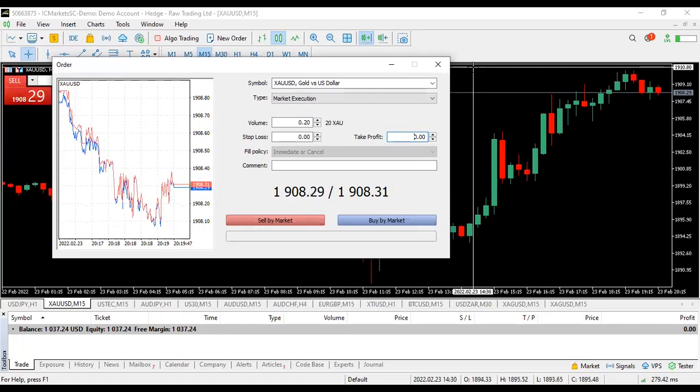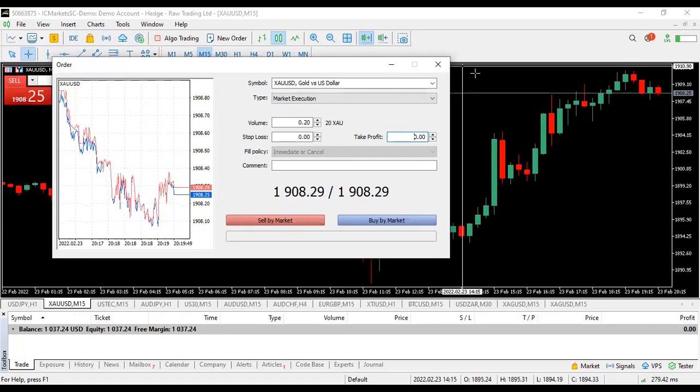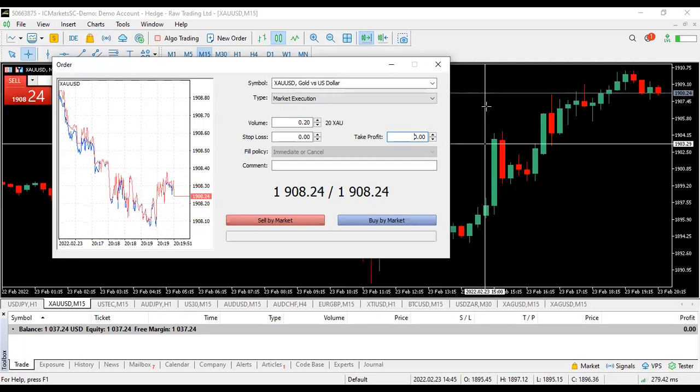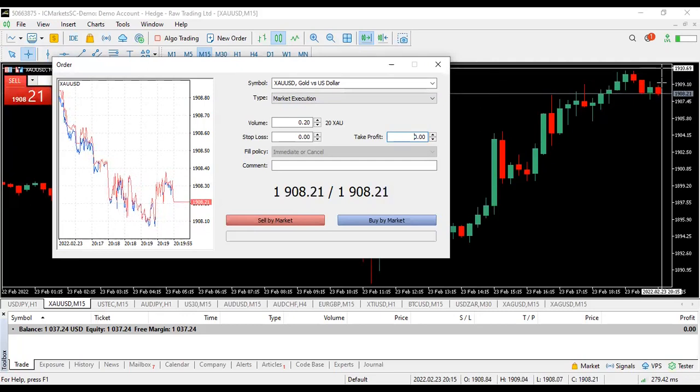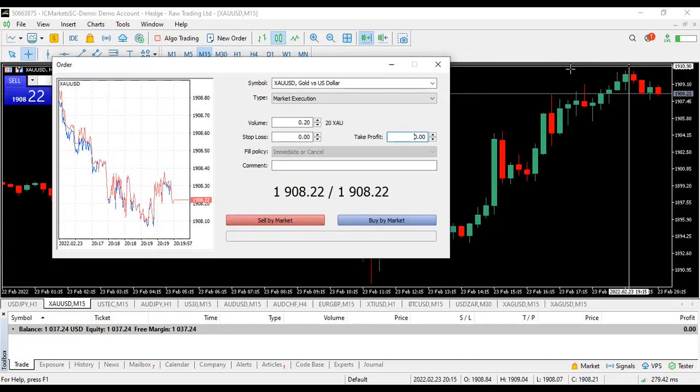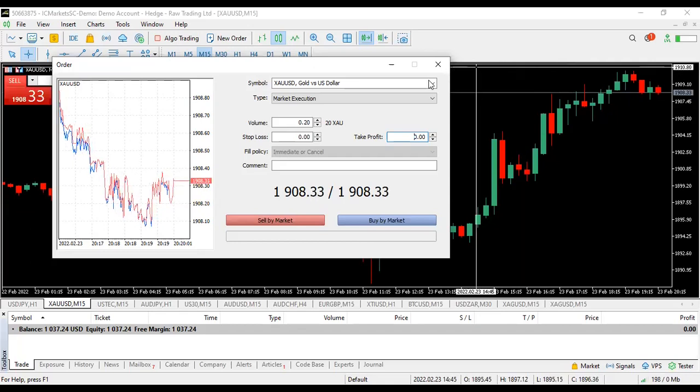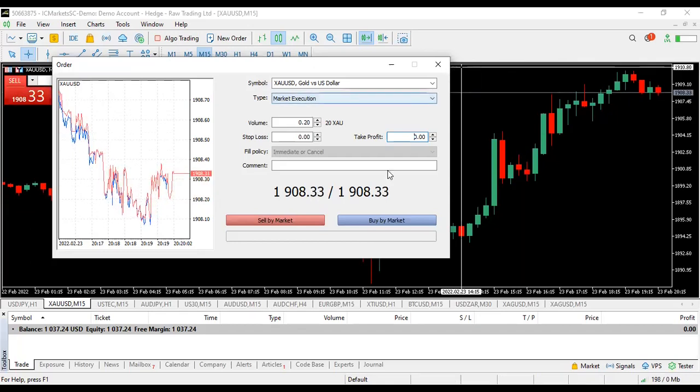So now our stop loss is gonna be here on top. You can see as I move my mouse, there are numbers that are moving here. So my stop loss is gonna be here on top, which means that number 1910.80. That's gonna be my stop loss. 1910.80.